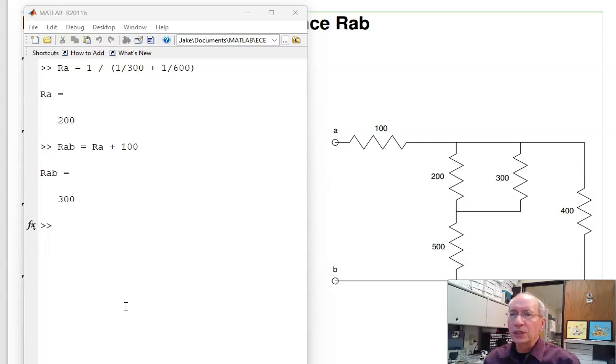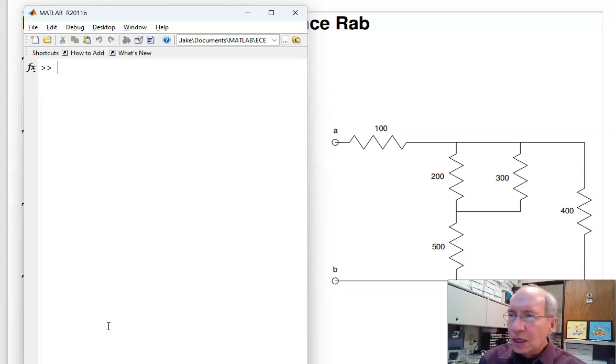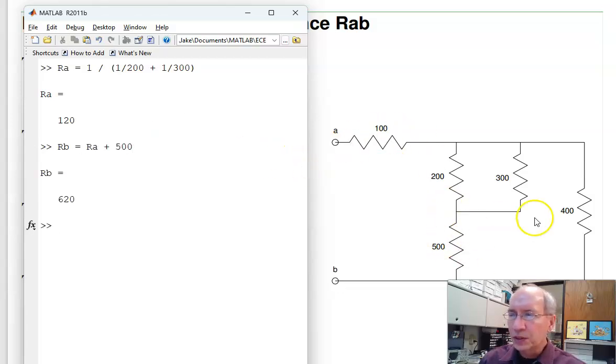So let's solve this one using Matlab. In Matlab, let's take 200 in parallel with 300. Call that RA is 1 over 200 plus 1 over 300. That's 120 ohms right here. In series with 500, that's 620 ohms. In parallel with 400, RC is 1 over RB plus 1 over 400, 243 plus 100.